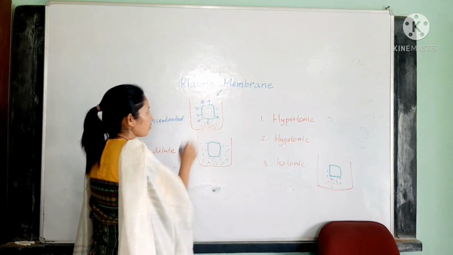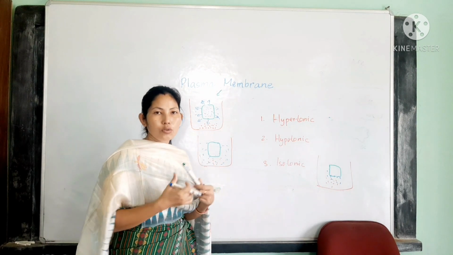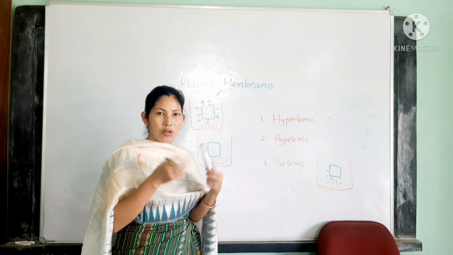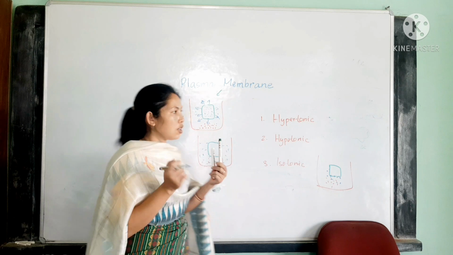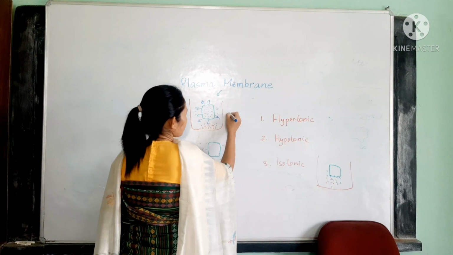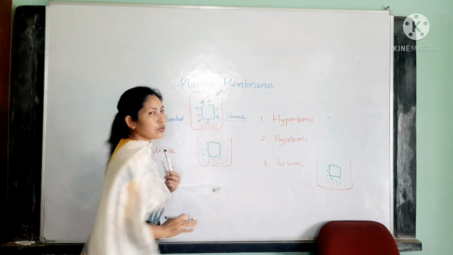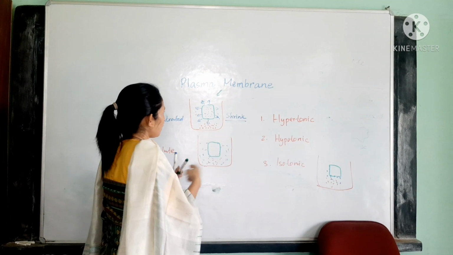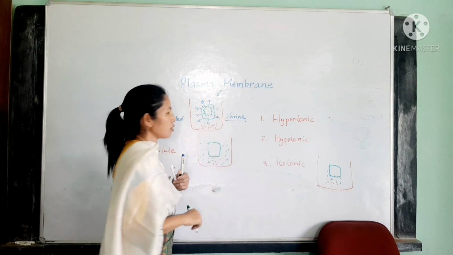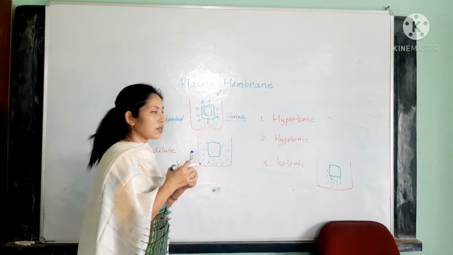As a result, what will happen to the cell? If the cell loses water, what will happen to it? Definitely it will shrink or reduce its size, right? So in such a solution, the cell is likely to shrink and reduce its size, and it will shrink like this.